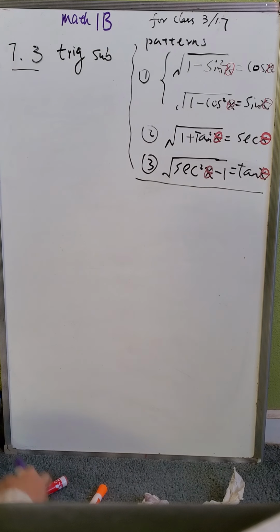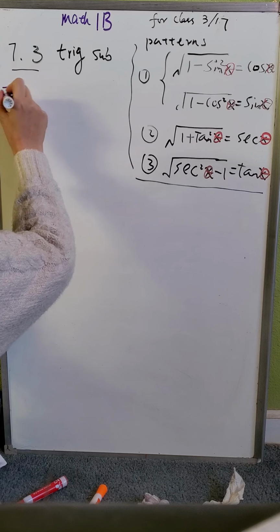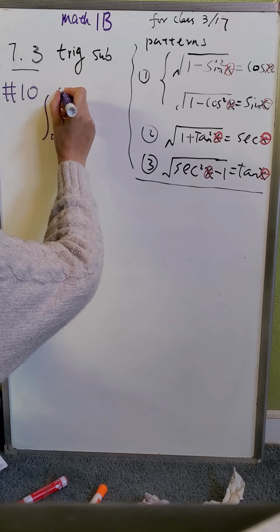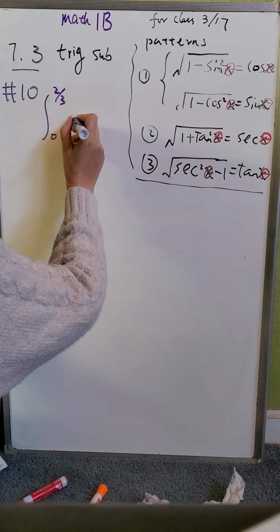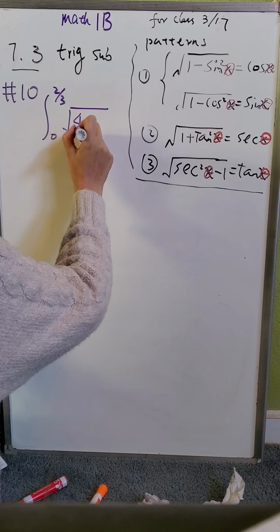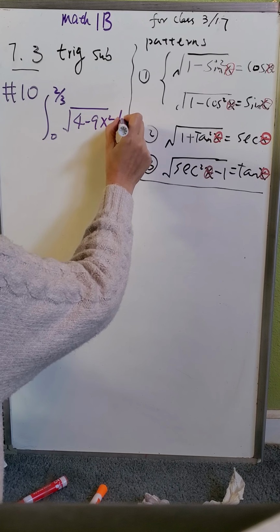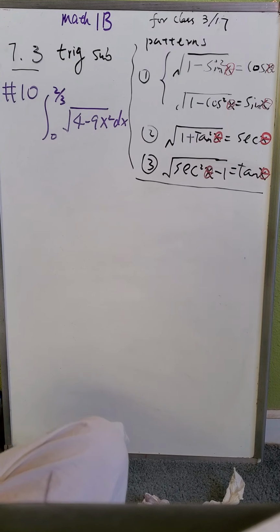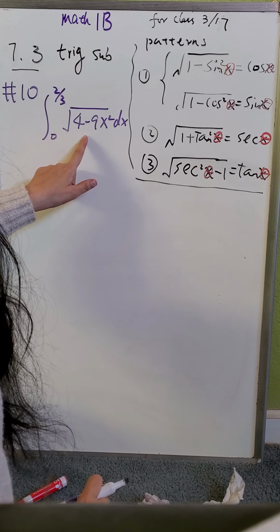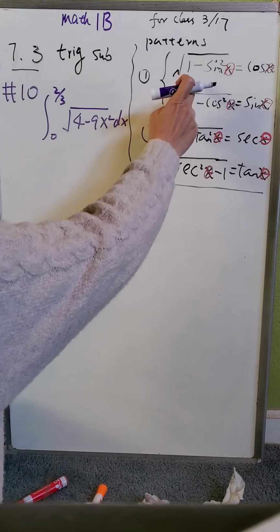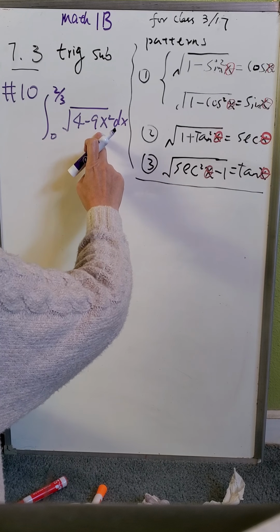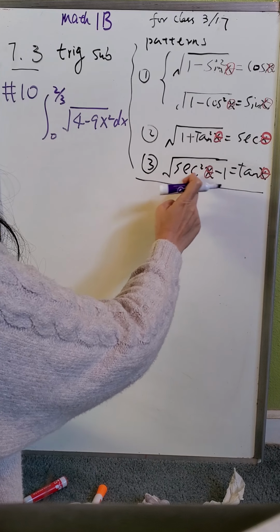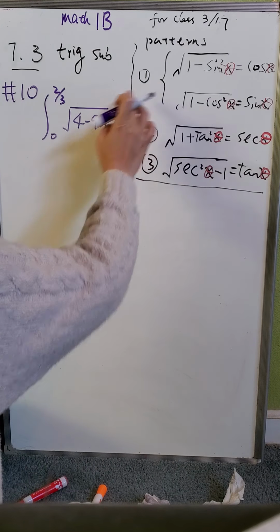The next problem I want to do is number 10. Number 10, we have the integral from 0 to 2/3 of the square root of 4 minus 9x squared dx. So we're going to do the same thing. We said, okay, how should I make this look like any one of them? So you can look at here. A number subtract a variable, okay? So you can use this one or this one. This is adding. This is a variable subtract, so it's not going to work. So it has to be pattern number 1.